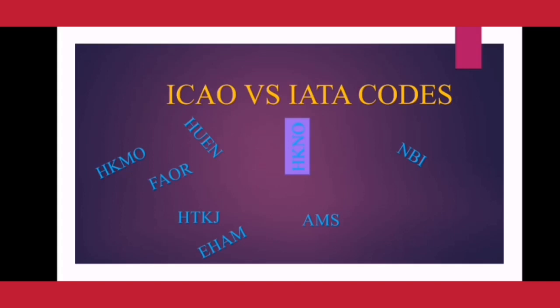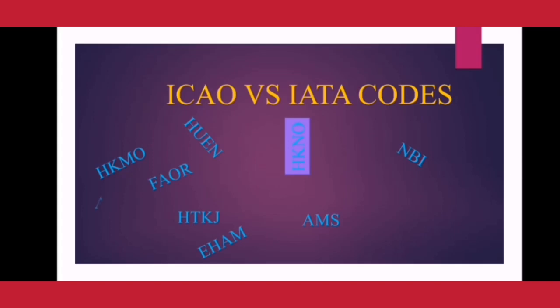IATA codes are used by the commercial airlines, and they're supposed to depict to the passengers and flight dispatchers the destination and the departure points of an aircraft using a three-letter code. The three-letter code is basically an abbreviation of the location of the airport. For example, we have NBO, which is Nairobi Jomo Kenyatta International Airport as the destination, according to IATA codes. While Alpha Mike Sierra, AMS, means Amsterdam Schiphol International Airport.